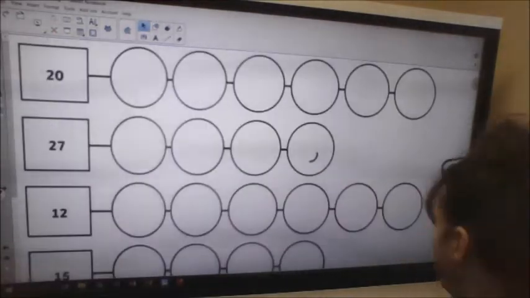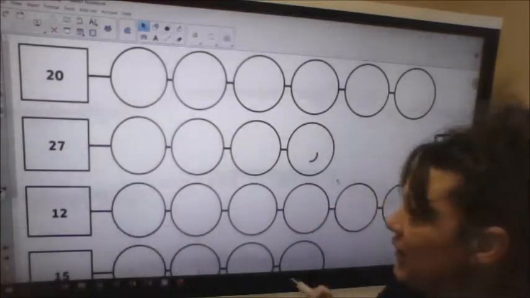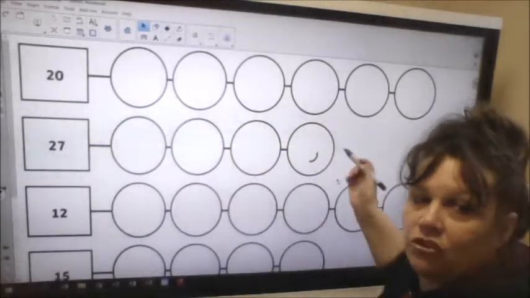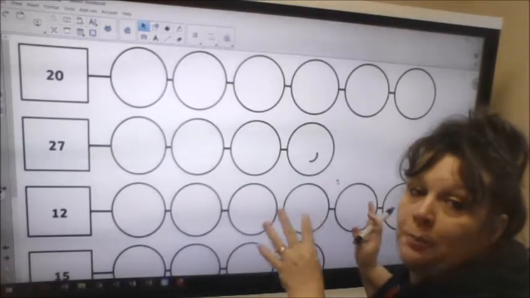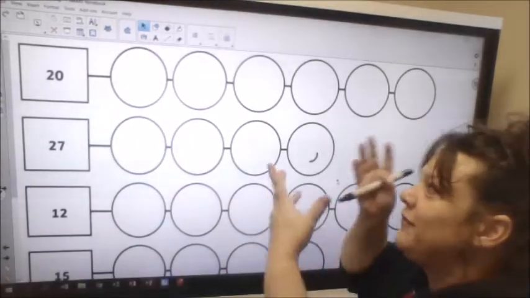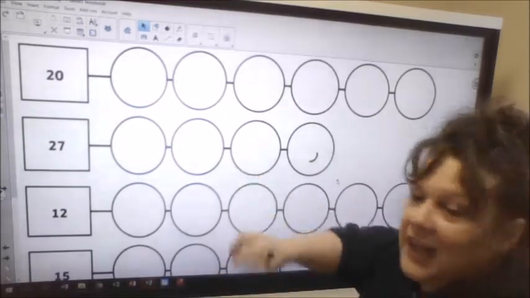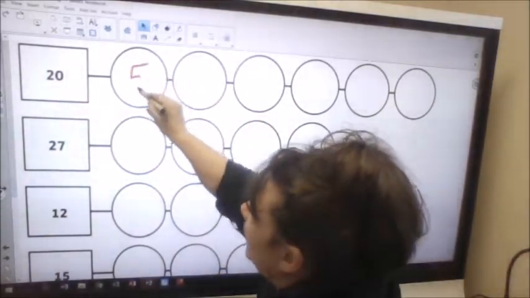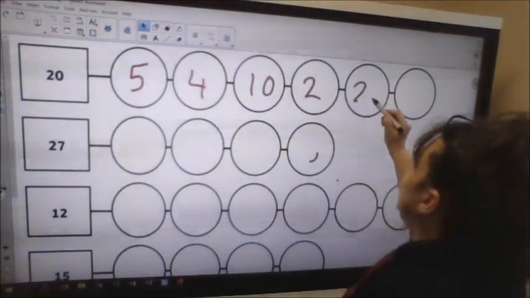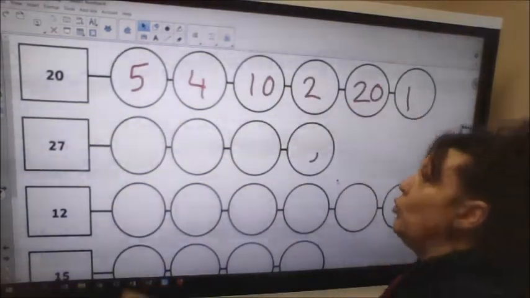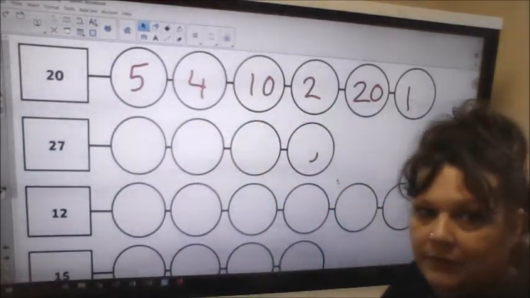So I have got some numbers down the side here, okay, and we're going to be starting off by thinking about the factors of those numbers. Okay, so we know the factors of 20 because we've just done it, so we can fill that in really quickly. So we know 5, 4, 10, 2, 20, and 1. So all of those numbers go into 20 without leaving any remainders.